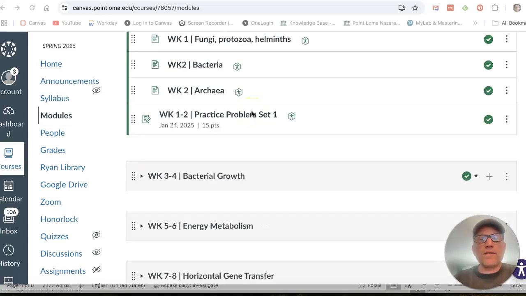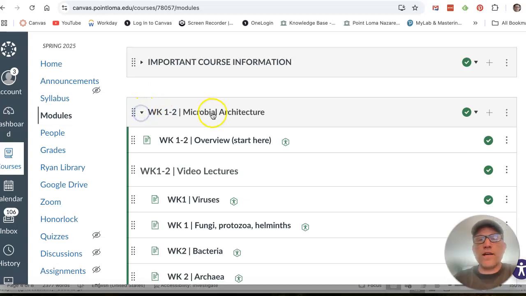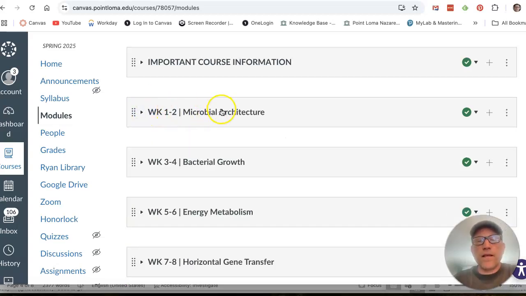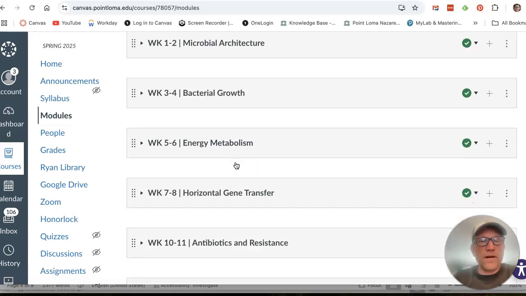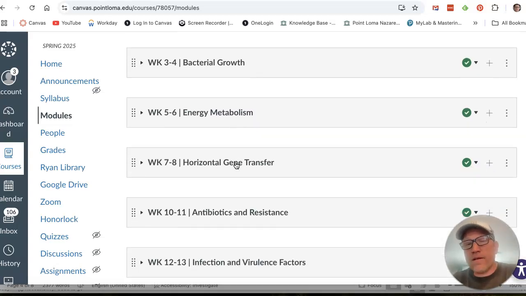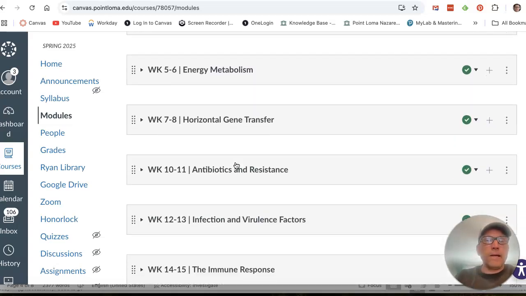Okay, and there's just a bunch more, right? We're going to talk about bacterial growth. Let's see. So microbial architecture, how are they built? Bacterial growth, how do you get from 1 to 2 and then ultimately to millions? Very, very important, this concept of population growth. Energy metabolism, it turns out it's very similar to what happens in mitochondria. They just don't have any mitochondria because they're prokaryotic.